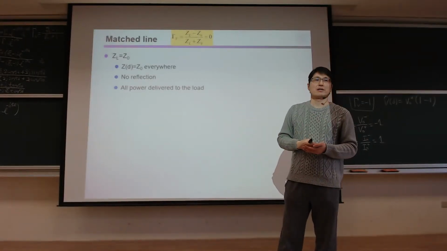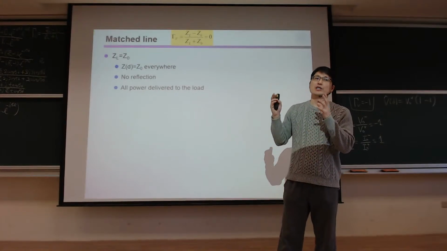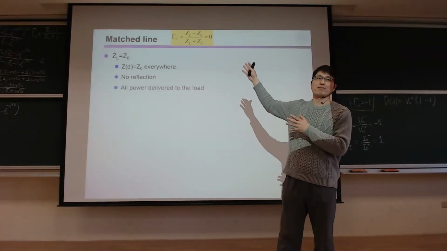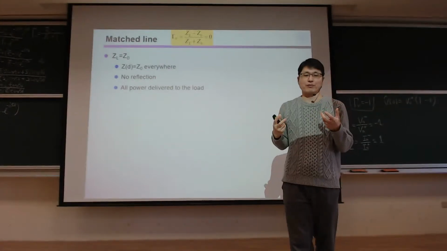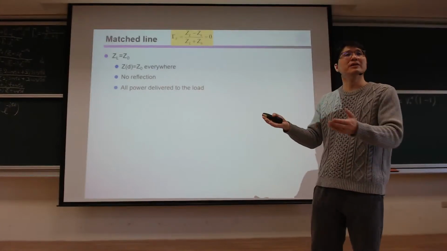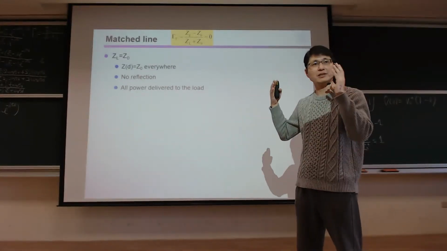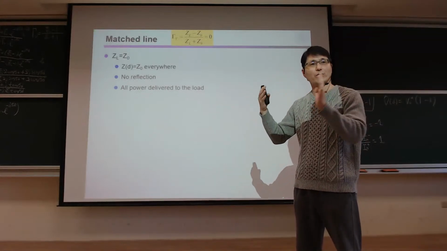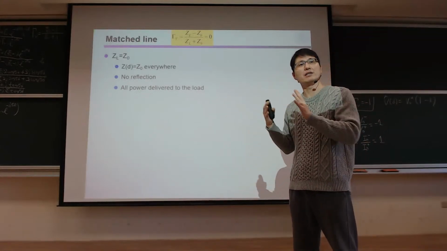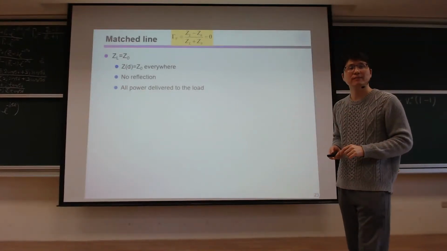Of course, in the end, our goal is to really have matched lines. We want to perform impedance matching so that we can eliminate reflection. So all the power can be delivered. Okay? Once you don't have reflection, the maximum power can be delivered in the positive direction.